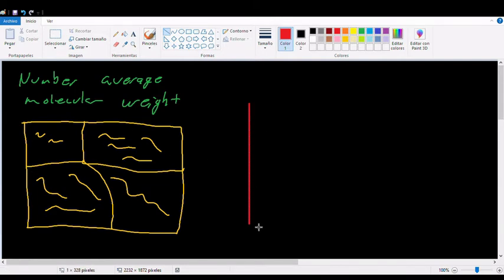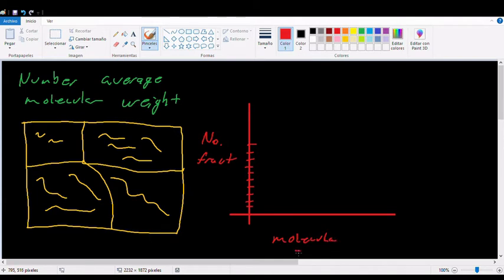So we make a graph like this. And we say, well, there are 10 molecules. Here we are going to graph the number fraction. Here we are going to graph the molecular weight of each sample, right? This is in grams per mole.